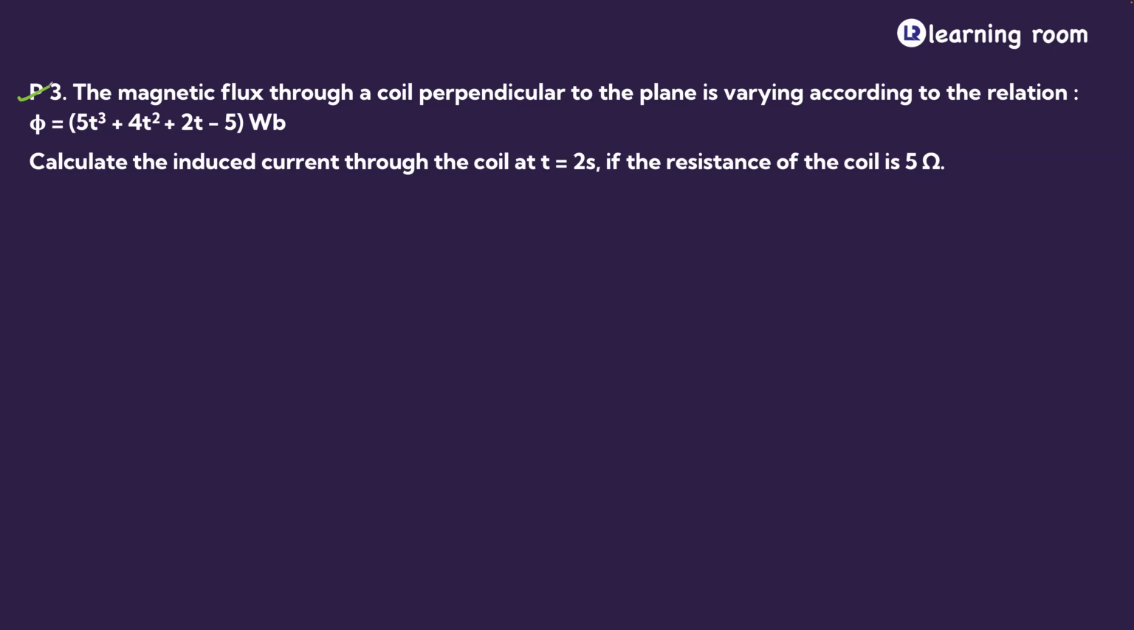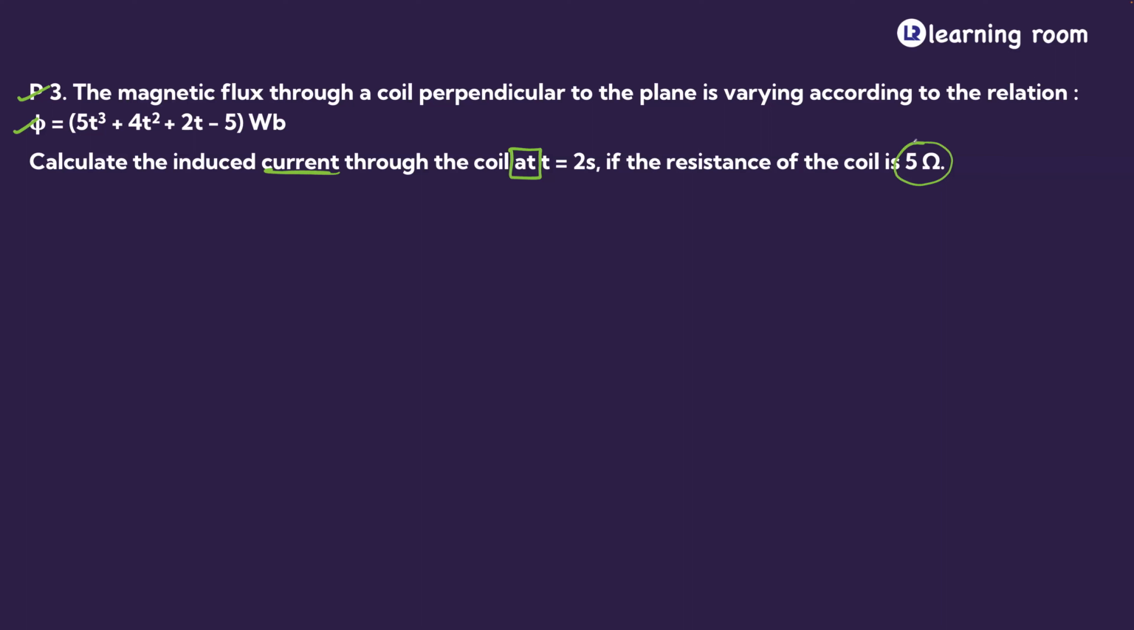The magnetic flux through a coil perpendicular to the plane is varying according to the relation phi is equal to 5t cube plus 4t square plus 2t minus 5 Weber. Calculate the induced current through the coil at t is equal to 2 seconds, if the resistance of the coil is 5 ohm.